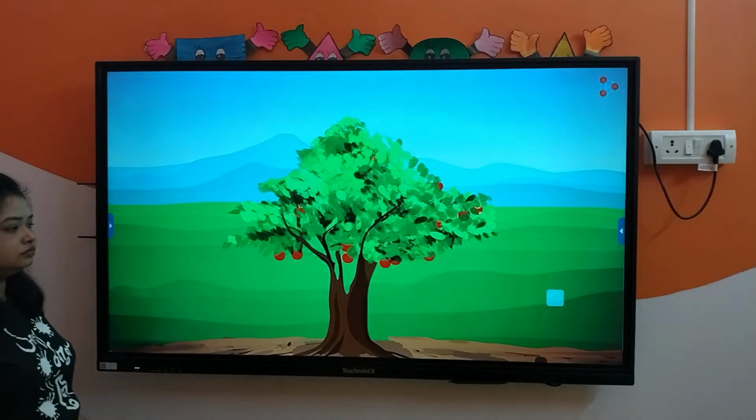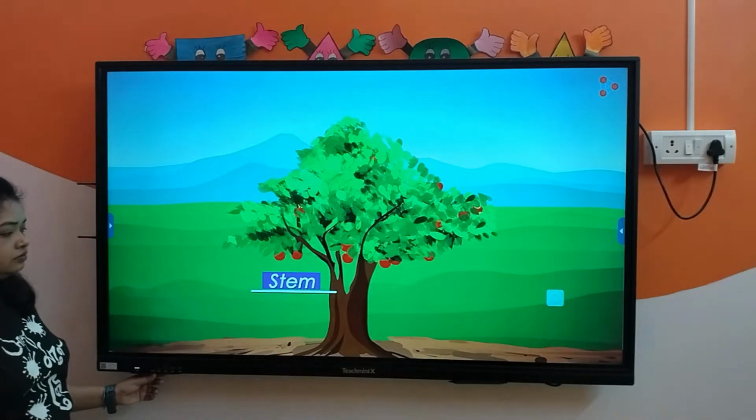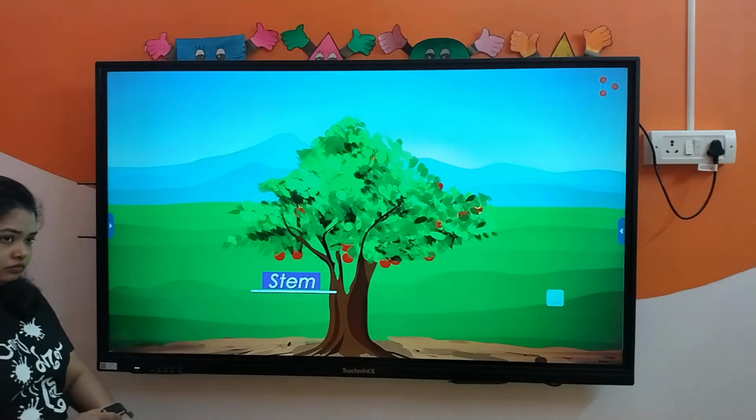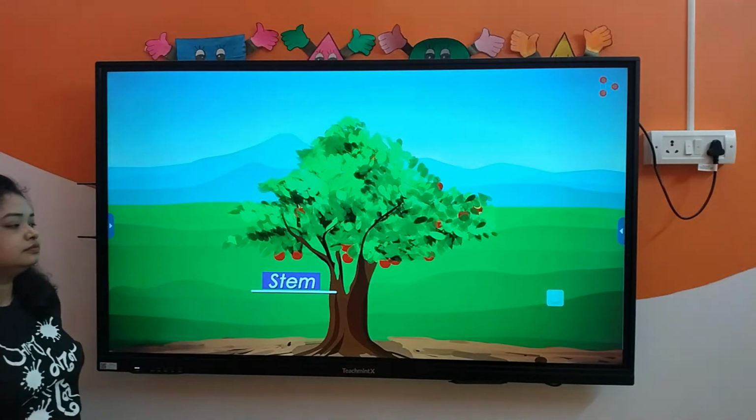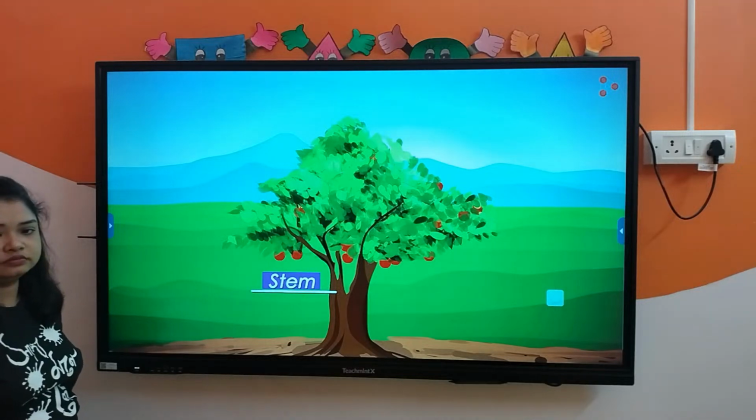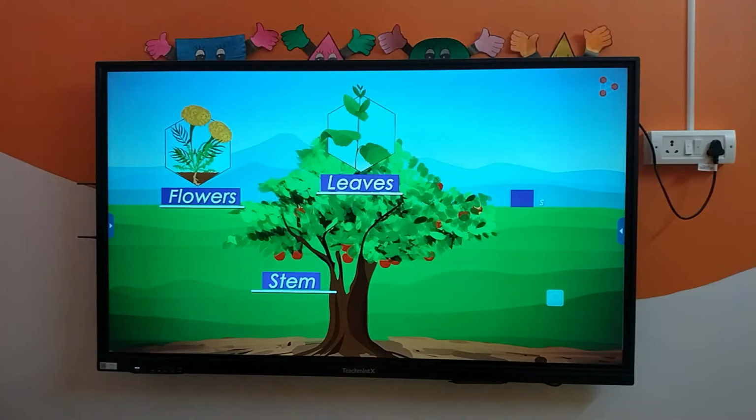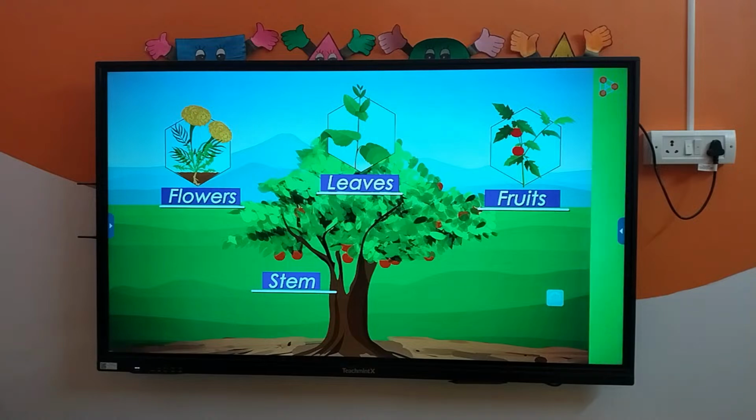Up till now, we have looked at the structure of the stem in detail. Now let us have a look at the individual parts present on the stem. And what do we mean by this? By this, we mean the leaves, the flowers, and fruits. Let's begin with the leaves first.